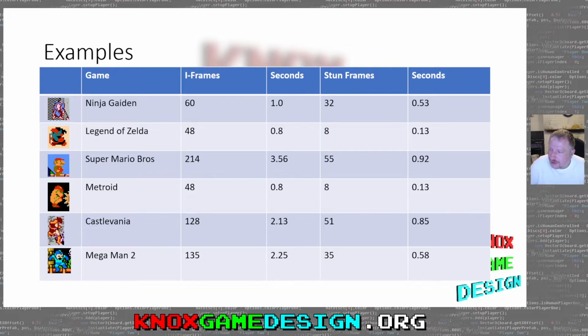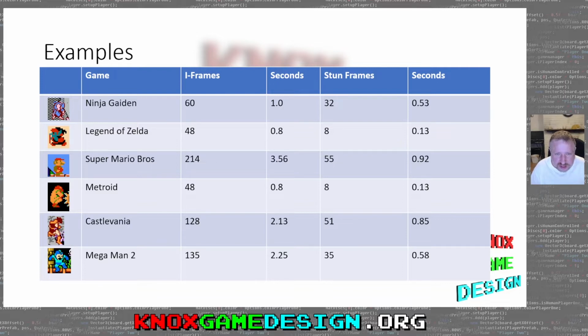And I remember playing the original Castlevania, and it kind of felt sluggish to me. And I think it's because of that 0.85 stun time. Because whenever you get hit, that's a whole lot longer of being locked in without being able to move than Zelda or Metroid or even Ninja Gaiden. So I think that you can actually feel the sluggishness when you make the stun frames too long.